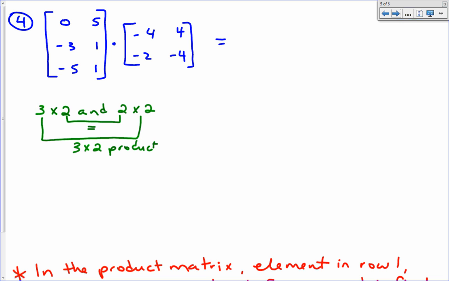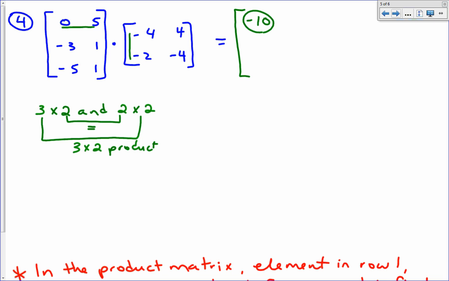Okay, so that means that I can now space out a 3 by 2 matrix for my solution. I always start in the top left corner. So I'm going to start here, and in my product matrix, in my answer here, this is row 1, column 1. So row 1, column 1 tells me that the answer that goes in this location comes from row 1 and column 1 when I'm multiplying. Okay, so I've got 0 times negative 4 plus 5 times negative 2, and the answer is 10.